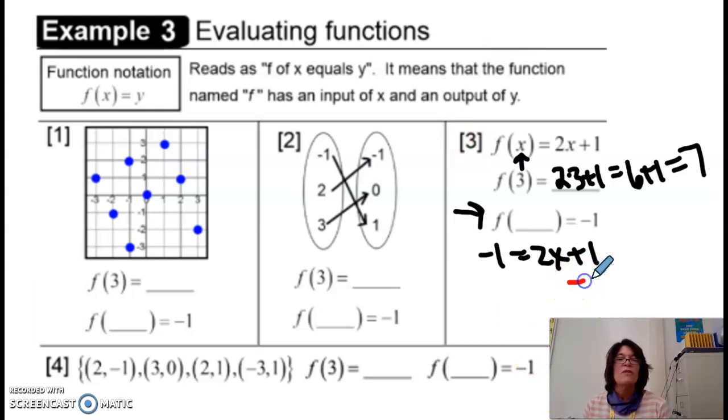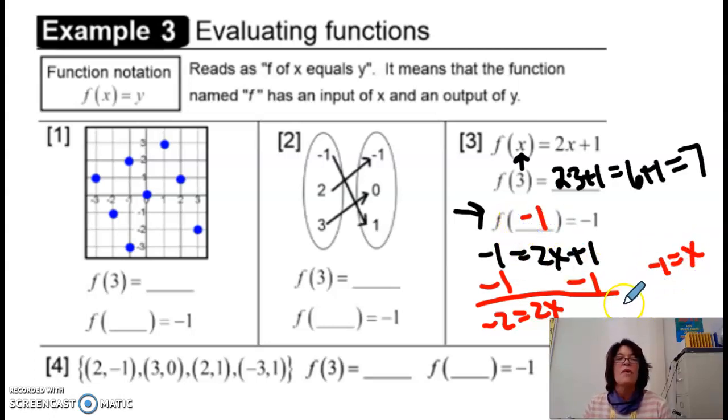So we solve that equation by using our inverse operations. We'll subtract 1. We get -2 equals 2x. Divide both sides by 2. And you get -1 equals x. Well, that's funny. f of -1 equals -1. If I put -1 in for x, I get -1 for y. Happens sometimes. Okay, so that's how that works with an expression, or when you have an equation for f of x. Let's go back now to number 1.